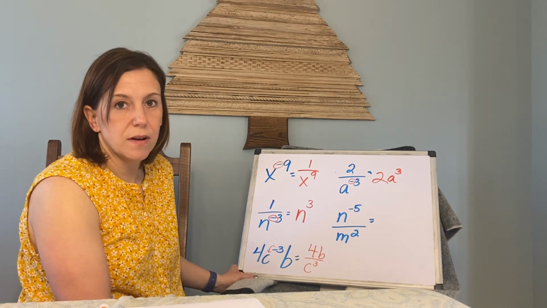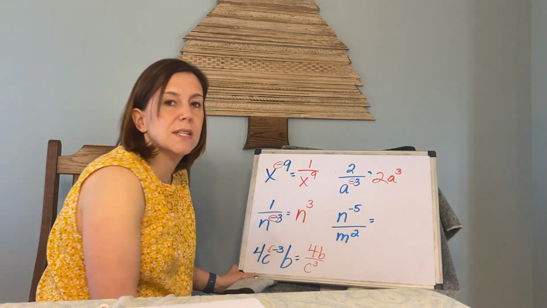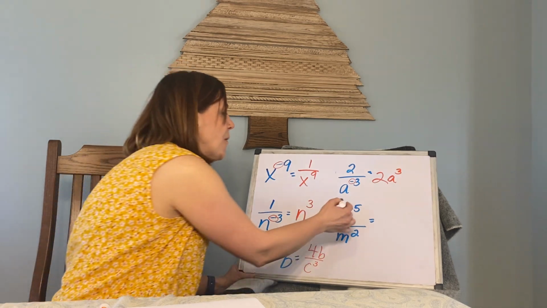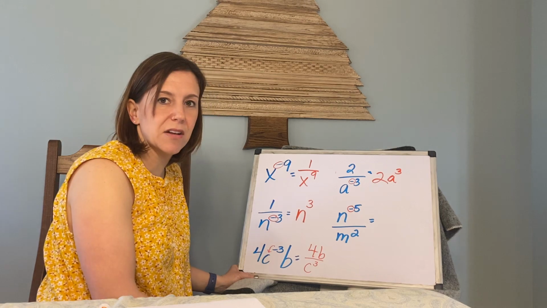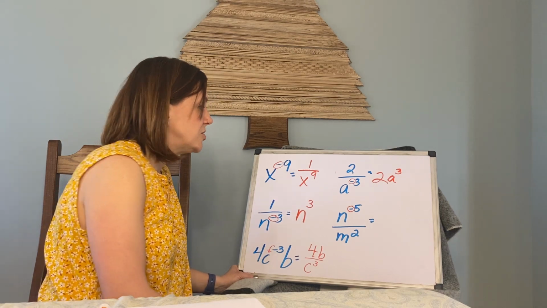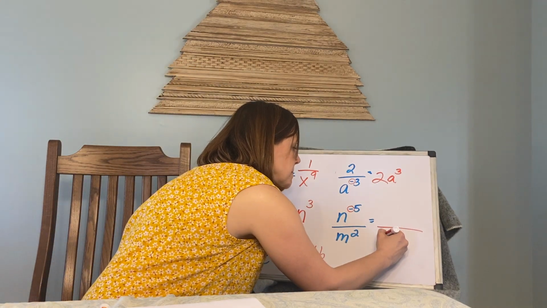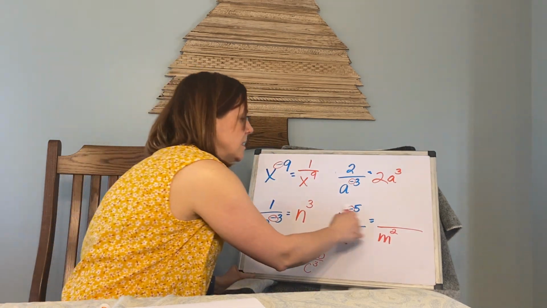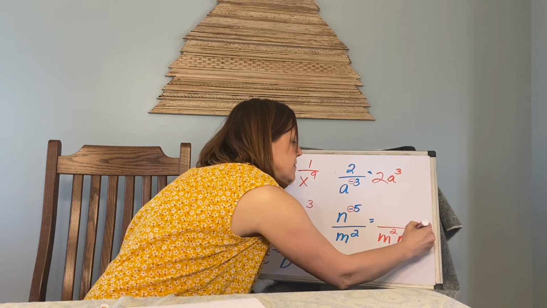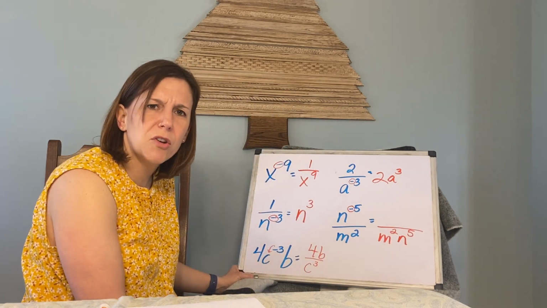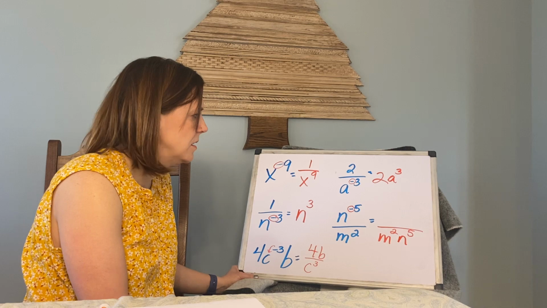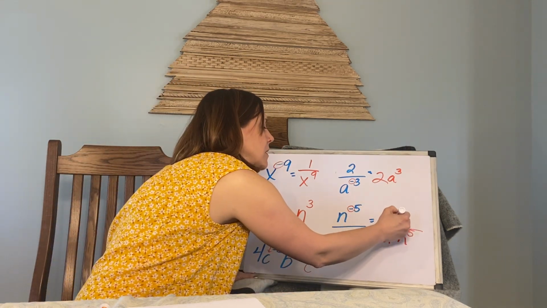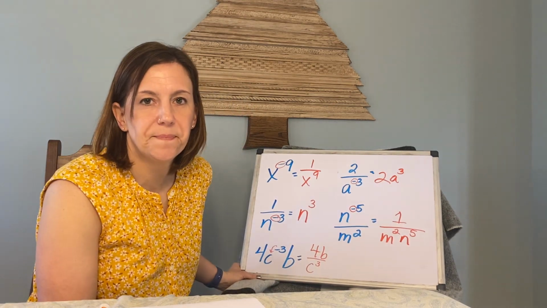Looking at the final one, this n squared in the denominator does not have a negative exponent, so it's fine where it is. However, this one in the numerator has a negative. I need to deal with that. So that's going to go to the bottom. M squared is already in the denominator. Now I'm going to have n to the positive 5th power. Well, what goes in my numerator? 0? No, it's now 1 over that entire quantity.